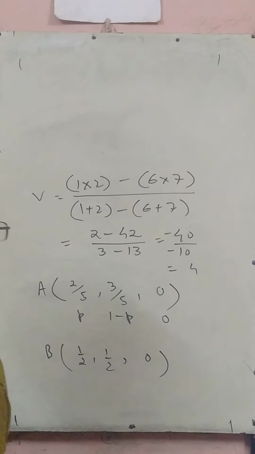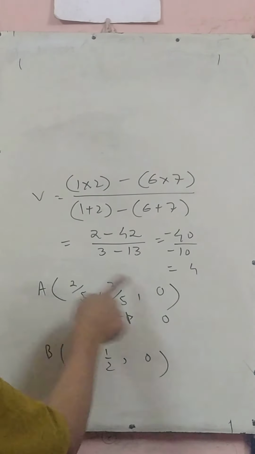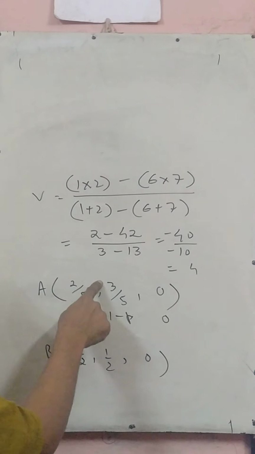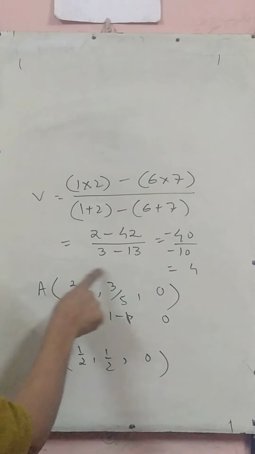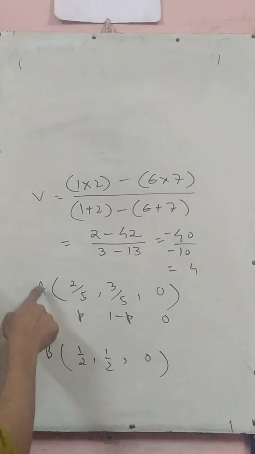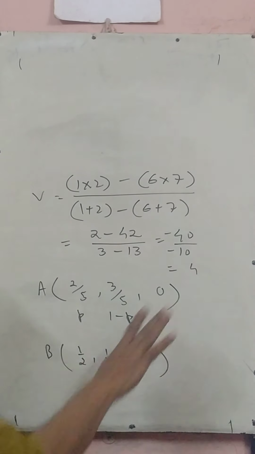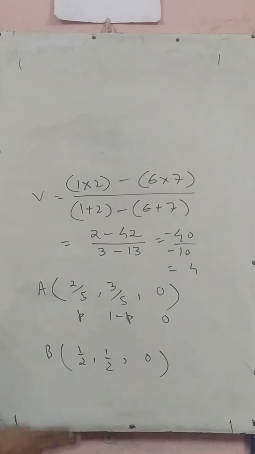So finally when we give the answer, the optimum value of the game is 4. A's chance will be 2 by 5, 3 by 5, 0. That is a 2 is to 3 ratio. A is mixing his strategies in a 2 is to 3 ratio and A3 is not chosen. And B is mixing 1 is to 1. So this is the reason why we call the game a mixed game.